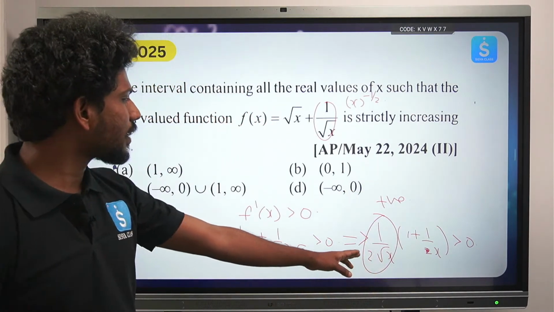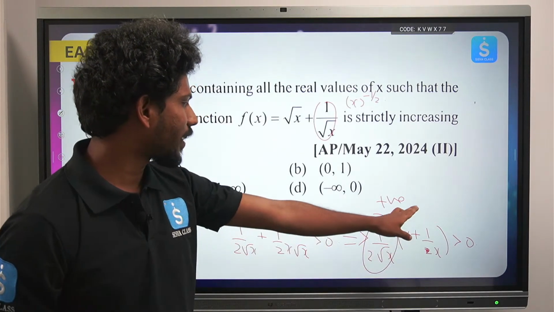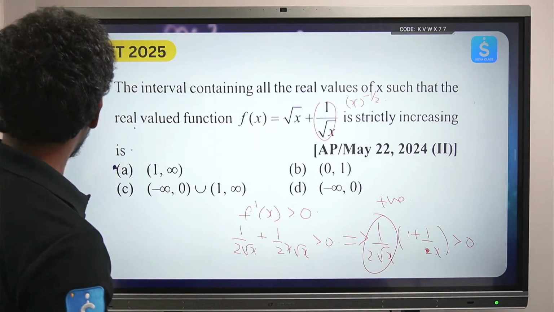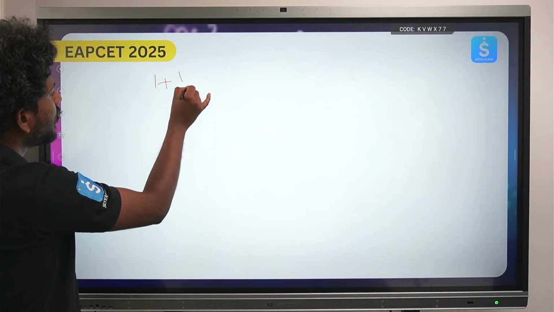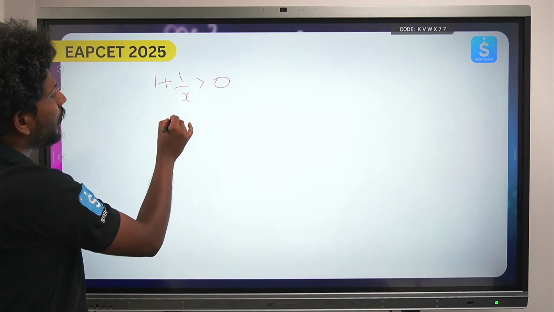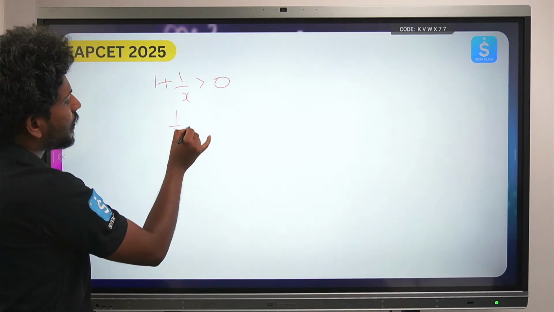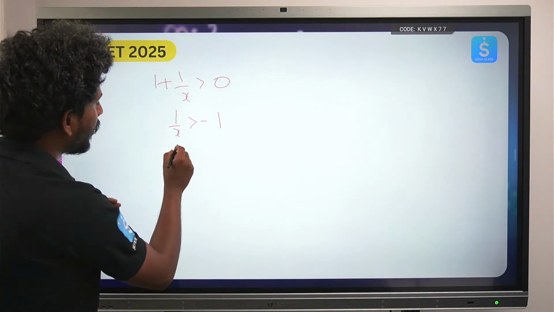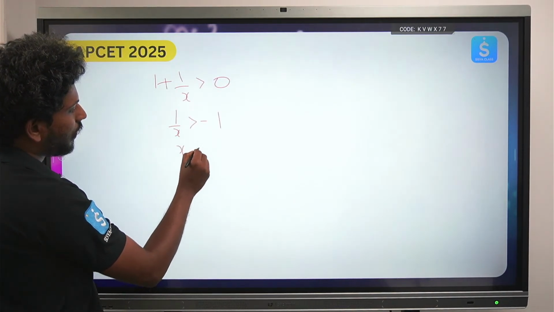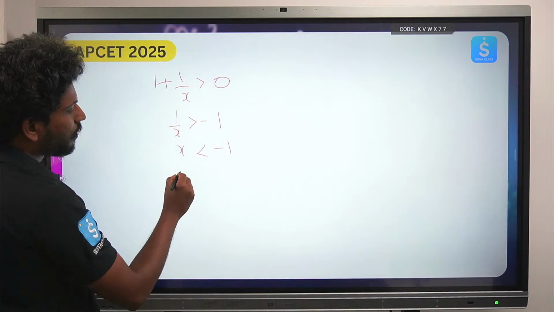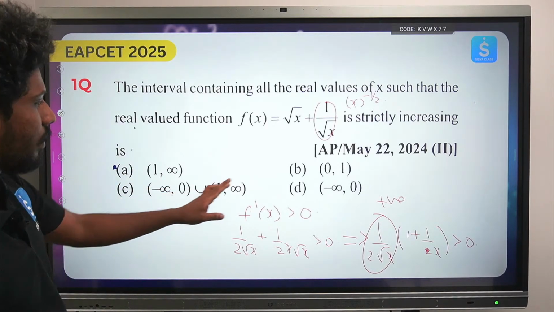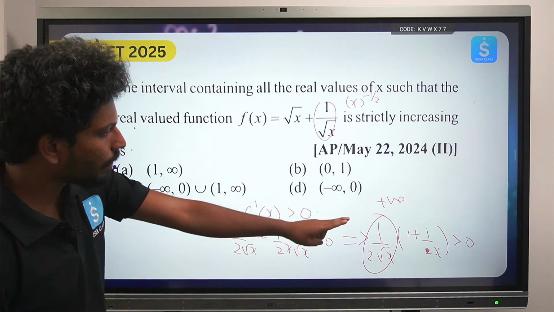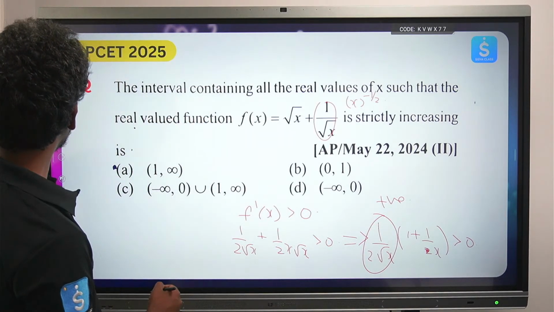And one more thing is, from here we can always say that the values of x are greater than 0. Okay, now here you see 1 plus 1 by x should be greater than 0, right? So from here I can say that 1 by x is greater than minus 1. So from here I can say that if you try to reciprocal this, x value is less than minus 1. So from here you can just see the values are from minus infinity. One second, just 1 plus 1 by x is greater than 0.